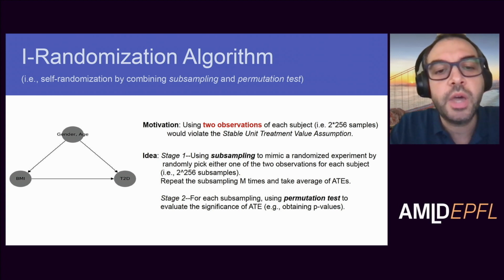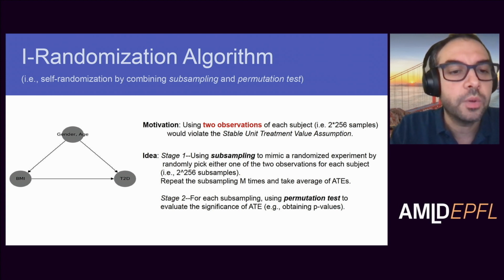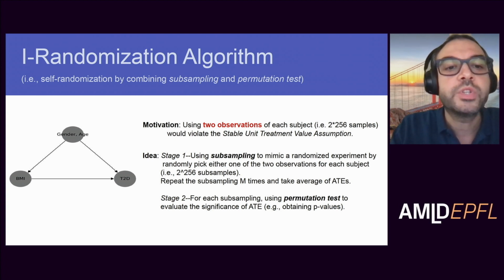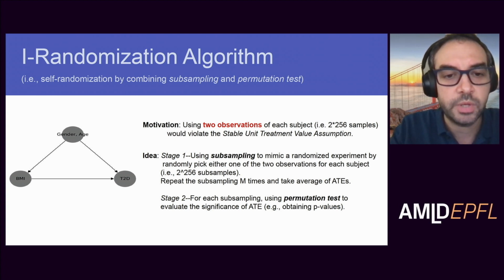So we use subsampling for that to mimic a randomized experiment by taking either one of two observations of the two individuals from the 2n length vector of observations, which leads us to 2 to the power of the length of the subsample of possible subsamples. And we repeat the subsampling a number of times to build a Monte Carlo estimator by taking the average of all the average treatment effects of each subsampling.